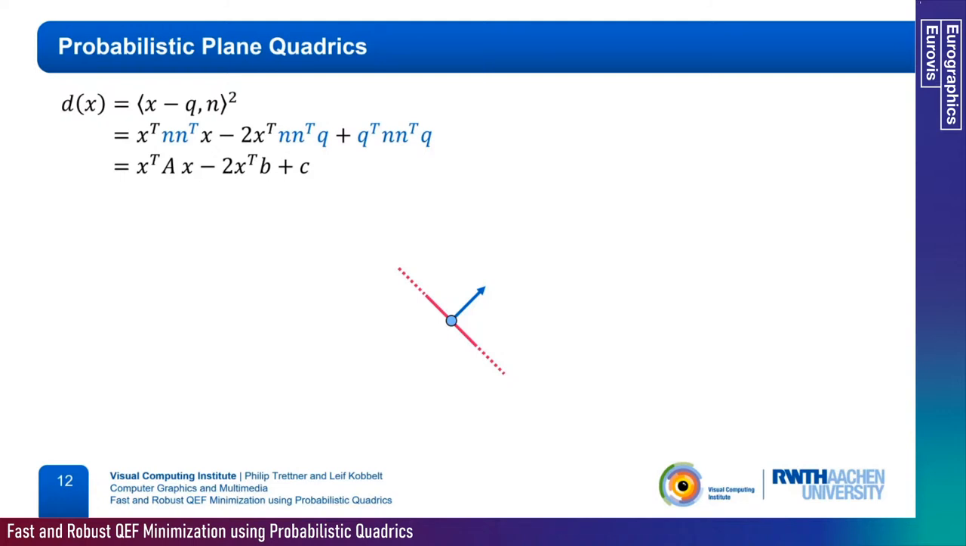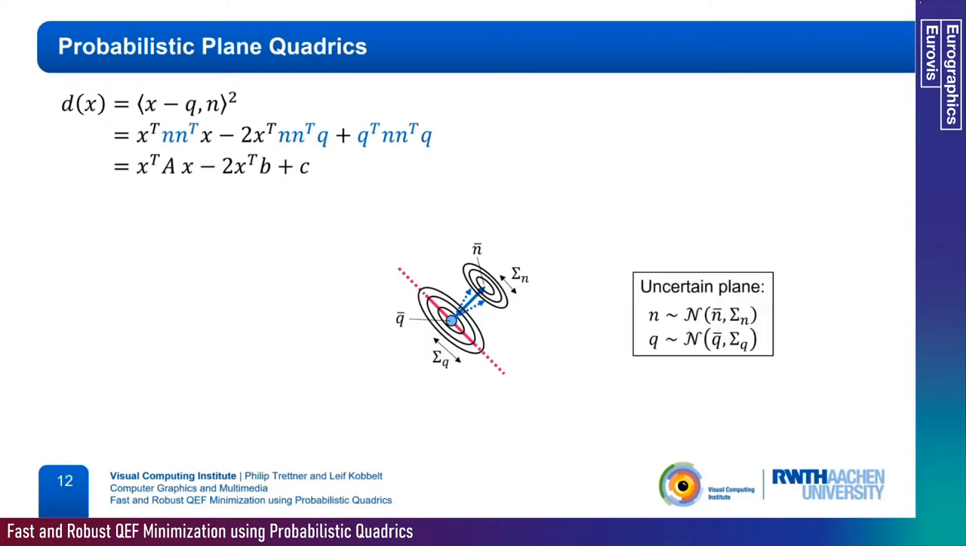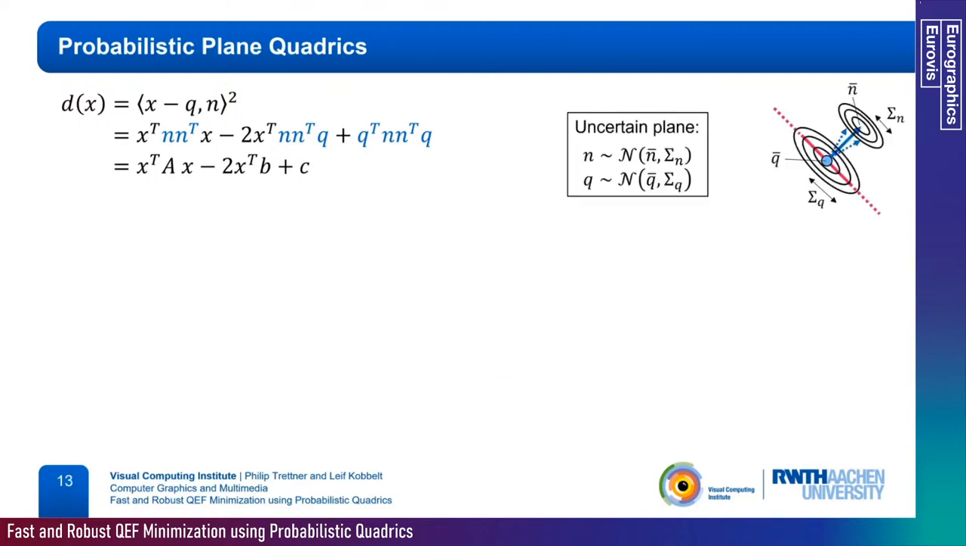Let's take the classical plane quadric and cast that into our probabilistic setting. So instead of a single plane defined by position and normal, we now have a set of planes defined by distributions over normals and positions. To make the formulas tractable, we've chosen to model these input uncertainties via Gaussian distributions. For our probabilistic quadrics, we need to compute the expectation over A, B, and C. The expectation over A turns out to be quite simple because the expected value of n n transposed is just the second moment of the Gaussian distribution and has a closed form solution.